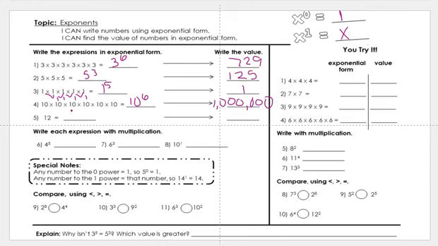There's only one 12 here, so that means it is 12 to the 1st power, which is equal to 12. Here we're writing the expressions with multiplication, so I believe that is 4 to the 5th, so we would have 4 times 4 times 4 times 4 times 4. 6 to the 3rd, that means we need 6 three times: 6 times 6 times 6. And 10 to the 1st is just 10.